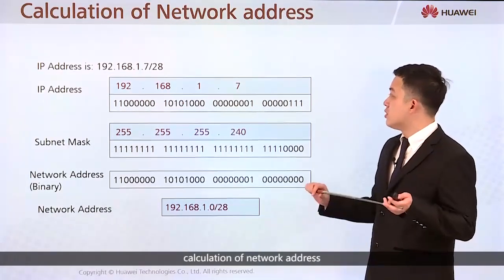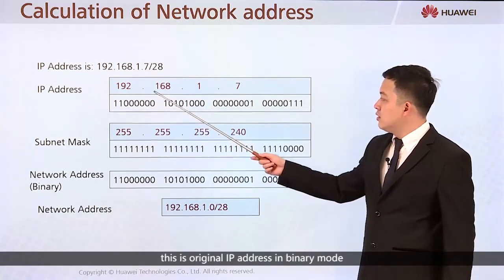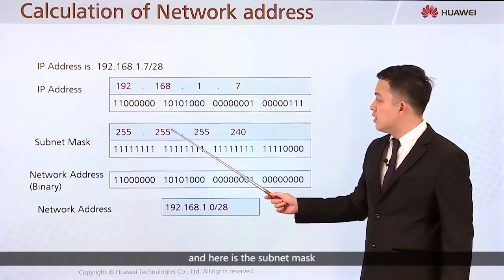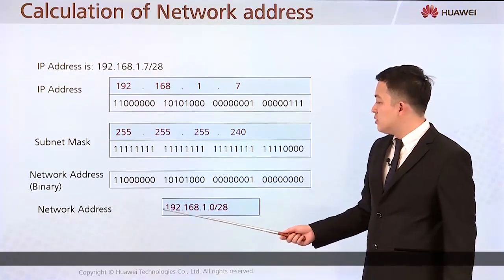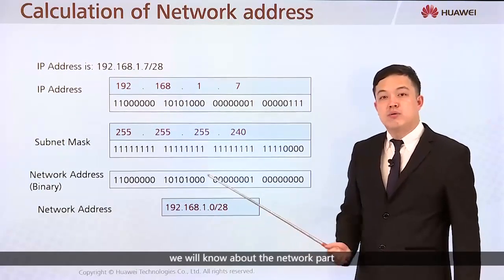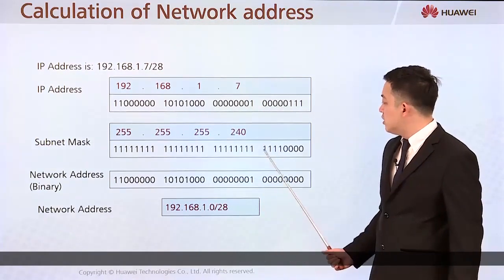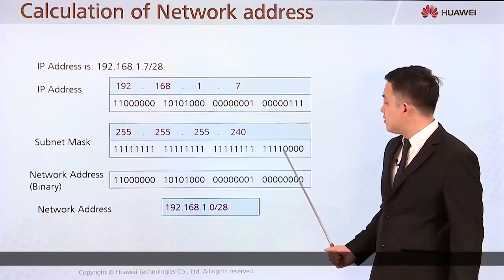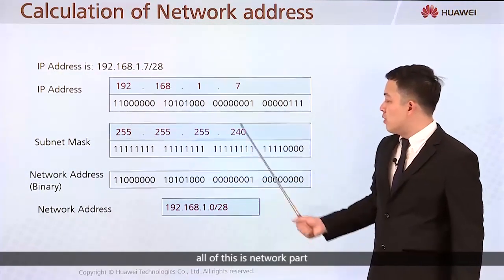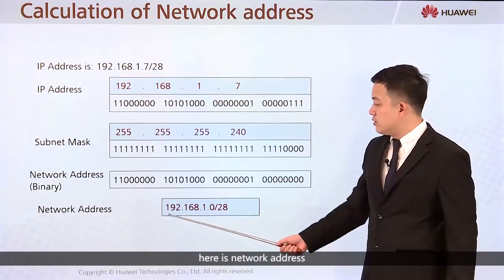Calculation of network address. This is the original IP address in binary mode, and here is the subnet mask. If we know the subnet mask and IP address, we will know the network part. Compare these two parts: if the mask bit is one, that part is the network part. So put it together, here is the network address.